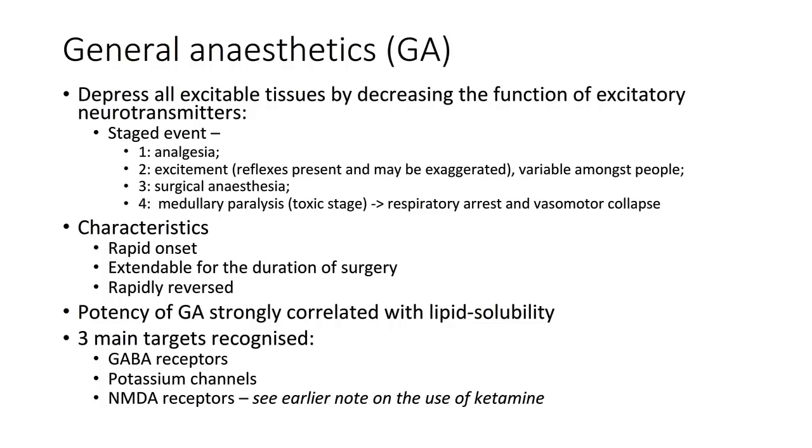We talk about stages of anesthesia. So initially it's about analgesia. There is a stage which is variable amongst people as to a level of reflex excitement. And then we get to the surgical anesthesia stage. If it goes too far and we end up with medullary paralysis, that's our toxic stage for any of these drugs, and this is where you start to see things like respiratory arrest and vasomotor collapse. Vasomotor having to do with our vessels and our capacity to actually pump blood.